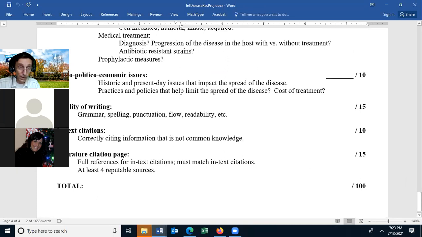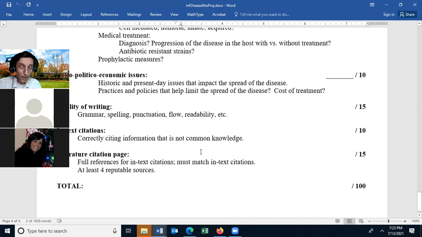The quality of the writing, the grammar, the spelling, the punctuation, the flow, the readability will be worth 15 points. In-text citations are worth 10 points. The literature citation page will be worth 15 points, and that's what I was looking for. You must have at least 4 reputable sources to gain all of your 15 points, as well as have the citation in the correct format.